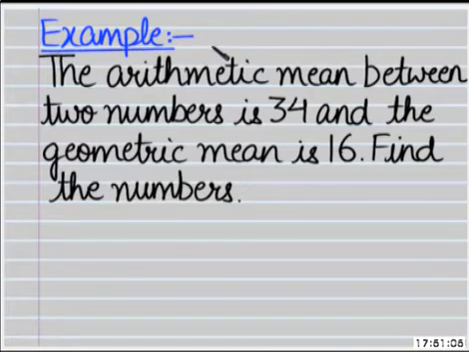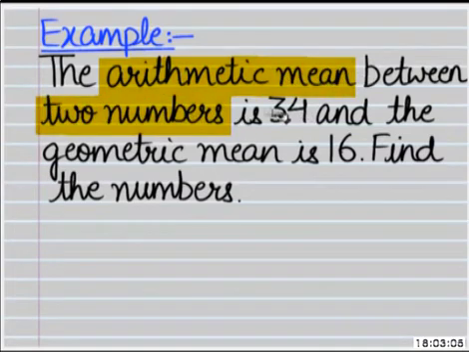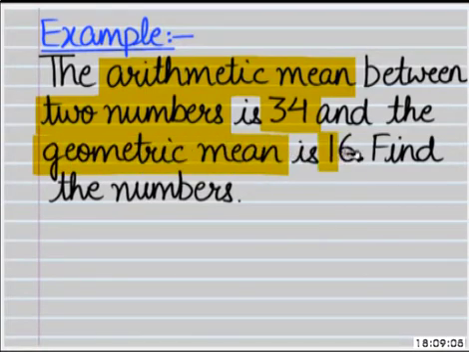Let us see another example. The arithmetic mean between two numbers is 34 and the geometric mean is 16. Find the numbers.